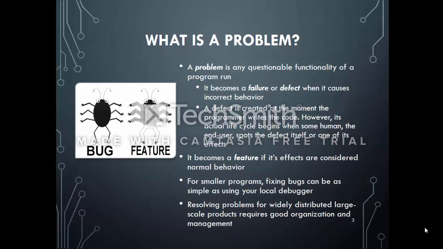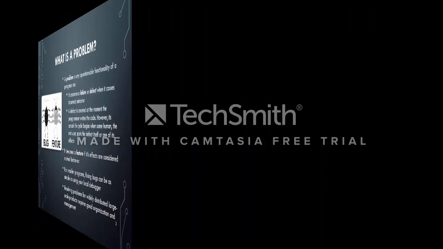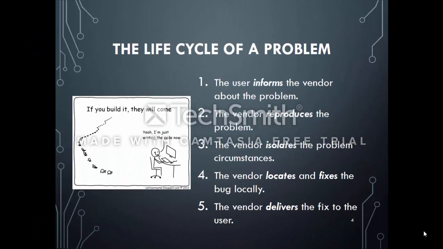So for smaller programs, fixing bugs can be as simple as using your local debugger, but resolving problems for widely distributed large-scale products requires good organization and management. The life cycle of a software problem, from first occurrence to final fix, can be summarized as follows. First, the user informs the vendor about the problem. Then, the vendor reproduces the problem, isolates its circumstances, and then locates and fixes the bug locally. Finally, the vendor delivers that fix to the user.